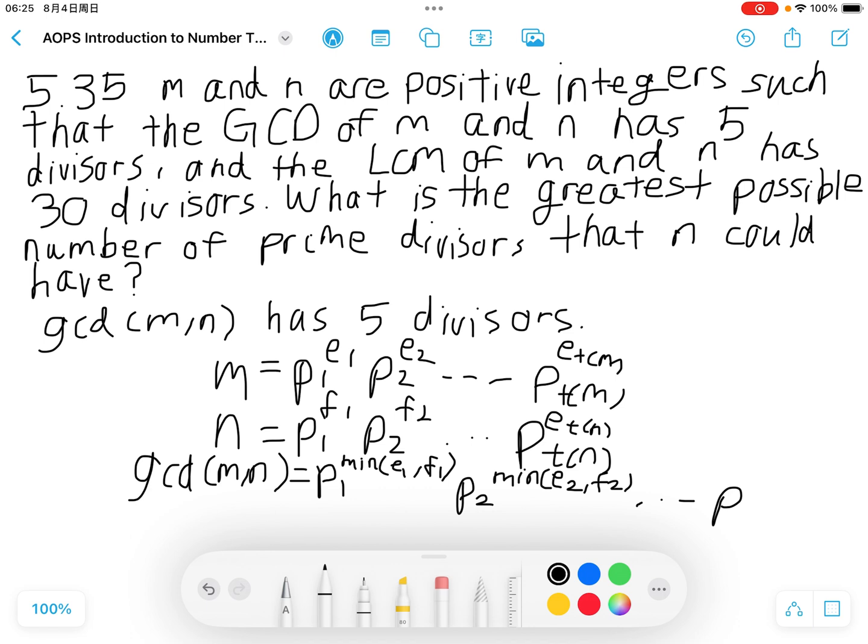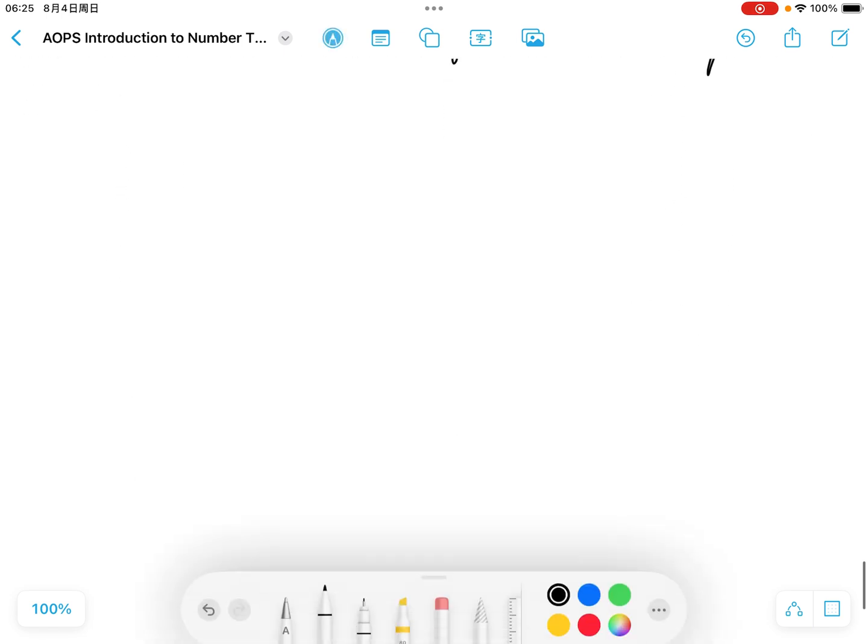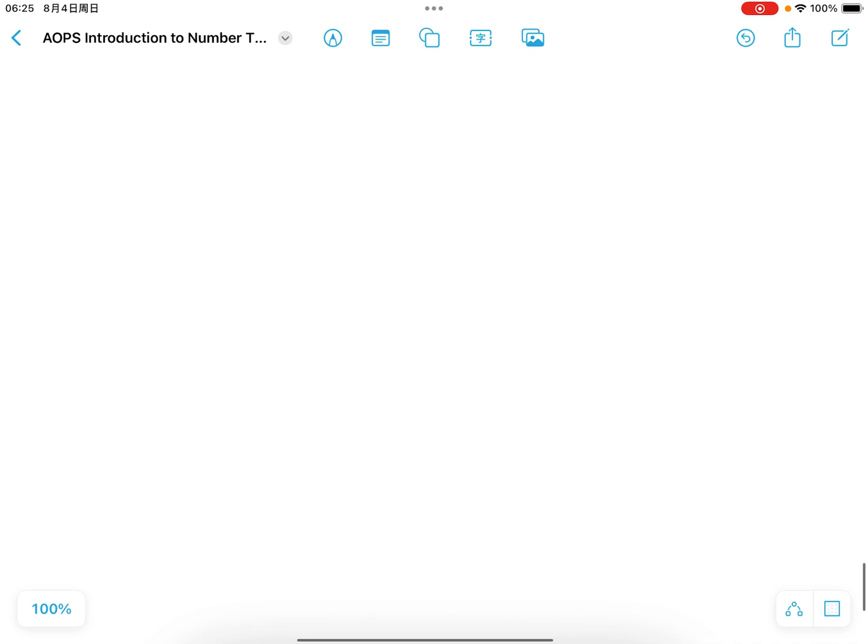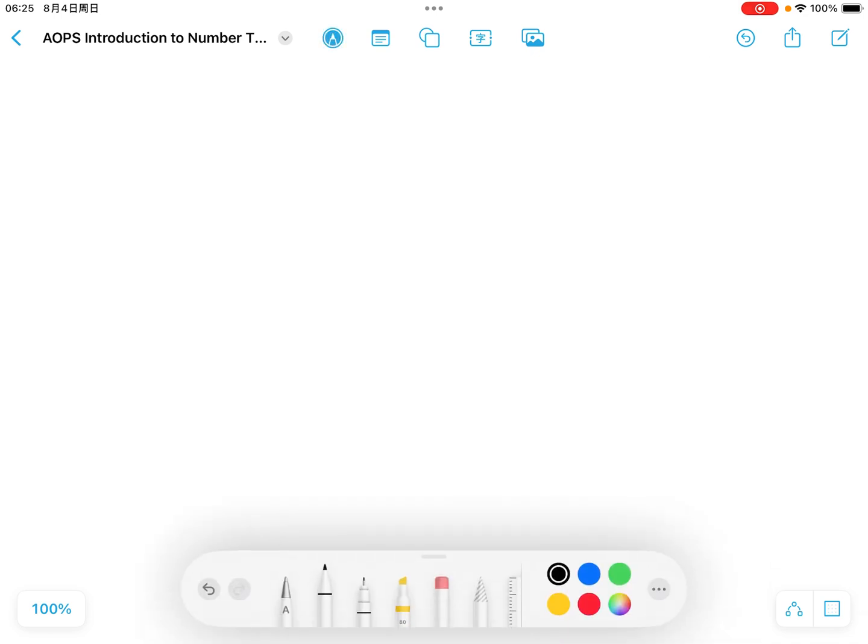So if the GCD has 5 divisors, then the minimum exponents between m and n for every prime here, each plus 1, multiply up to 5. So we want n to have the greatest number of possible divisors. So how about we let m be all the minimums. Therefore the product of the exponents of m plus 1 is equal to 5. So there's only one possibility, which is where the exponent of m is 4. So m is going to be equal to p to the power of 4.